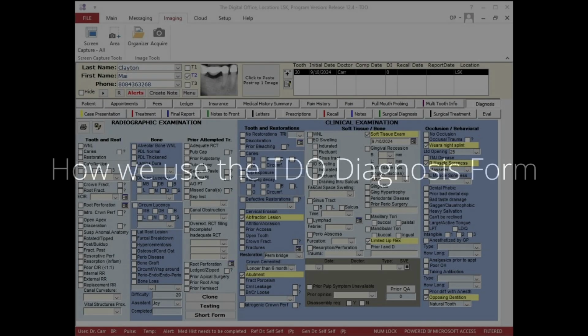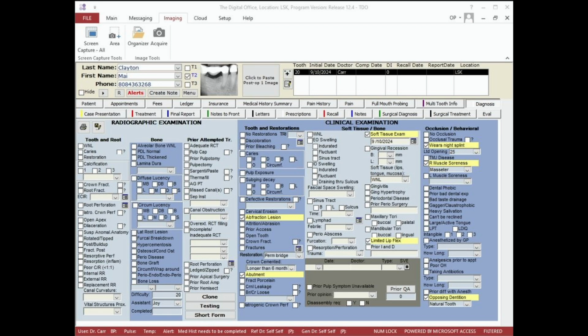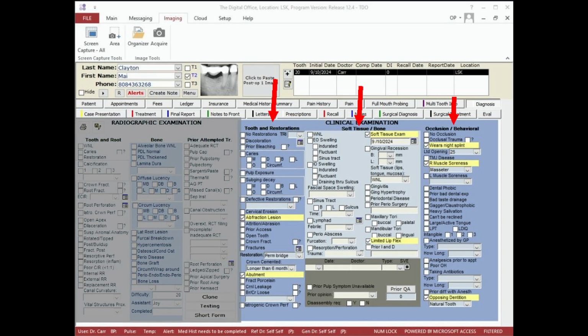I thought I'd review for TDOers how we actually use the TDO diagnosis form in our office, because there's been some debate about whether it's difficult to use or not. When you look at the form, it looks complicated and very, very complex in its organization, but it's really a systematic way of doing a diagnosis.